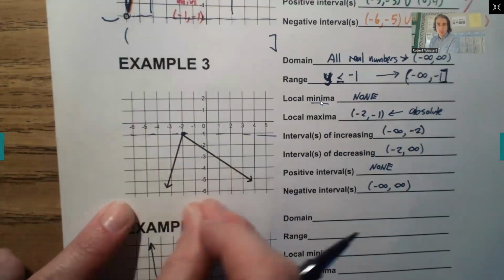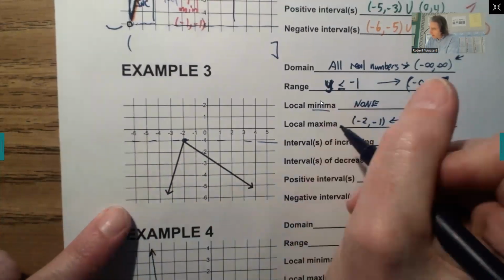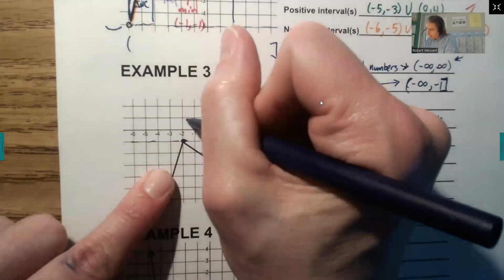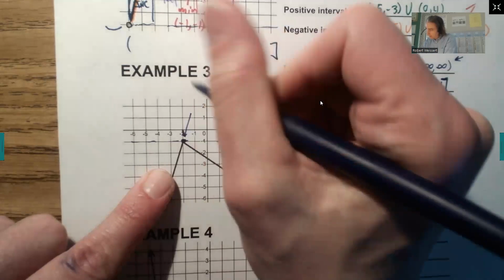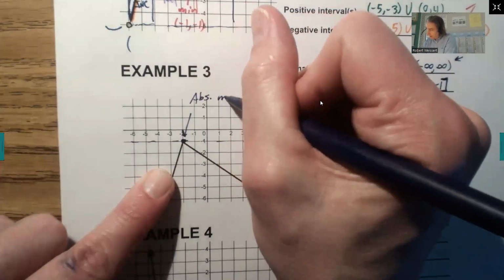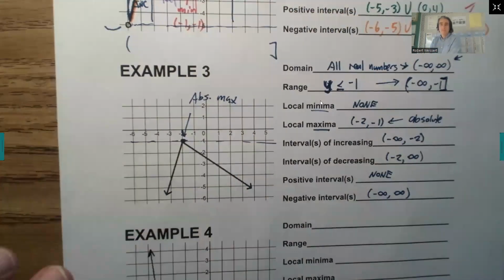There are points where it bottoms out, but it does have one maximum, and that's right here, and that is the absolute maximum. Okay, so at that point, -2, -1, that's an absolute max. There are no higher points than that.